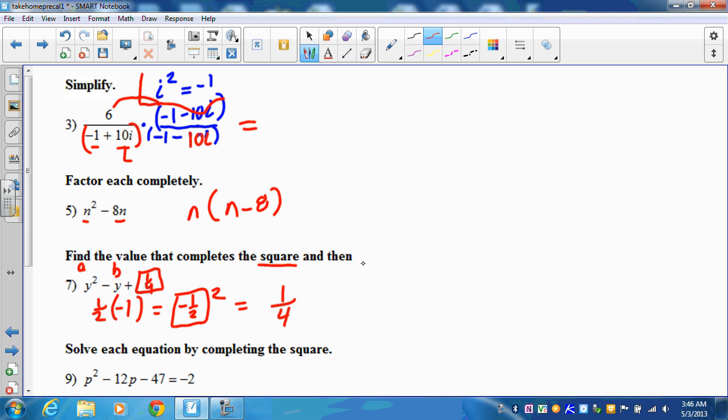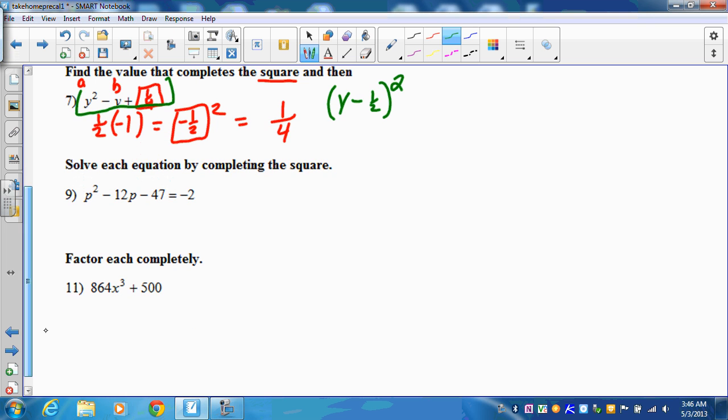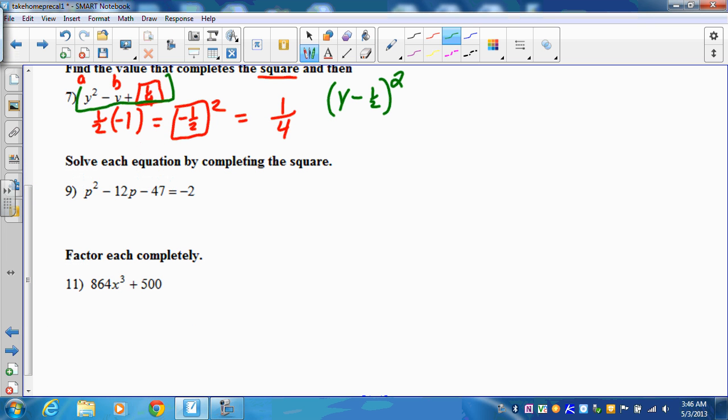So if you wanted to complete the square on this, which they're not asking us to do, it would just simply be y minus 1/2 squared. Now if you take the time to FOIL this out, it'll take you back to this portion of the equation. Alright, so that takes us to number 9, which is basically complete the square.